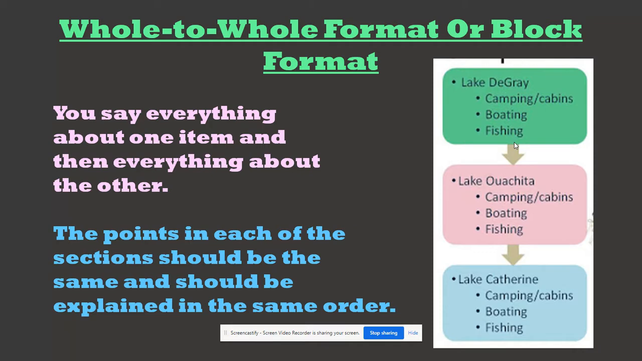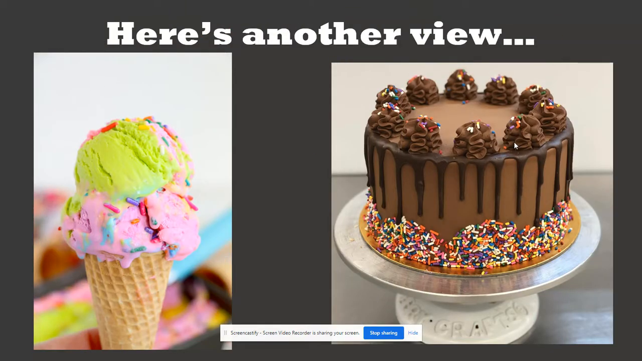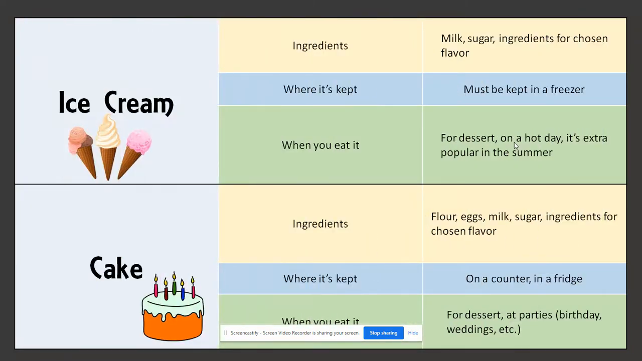Let's look at another practice. We have ice cream versus cake. So I organized this one a little bit different, but here you go. You can see on the top I've got ice cream, the bottom I have cake. Here are my 3 points: ingredients, where it's kept, when you eat it. Same thing for cake: ingredients, where it's kept, and when you eat it. So you can see the ingredients, how they're different for ice cream, where you keep it, when you eat it. Same thing for the cake. I looked at the ingredients and where you keep it and when you eat it.